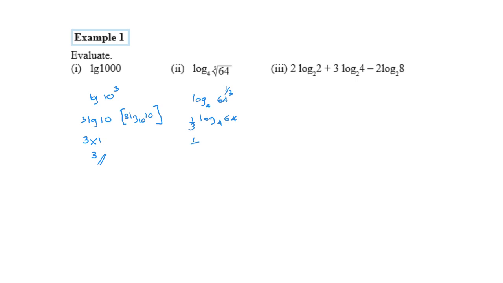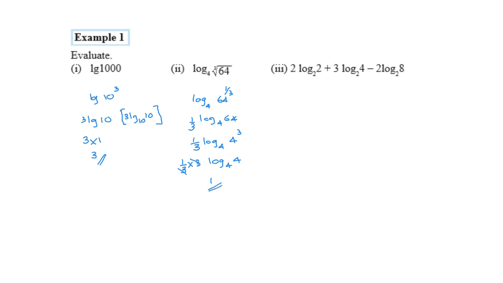Again you can write 1 over 3 log base 4 of 64, which is 4 cubed. So you can again take that 3 to the front, then 3 log base 4 of 4. So the 3s cancel here. Log base 4 of 4, you know that is 1, which is your answer.